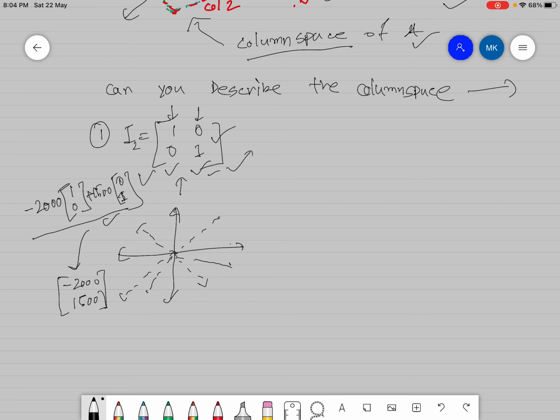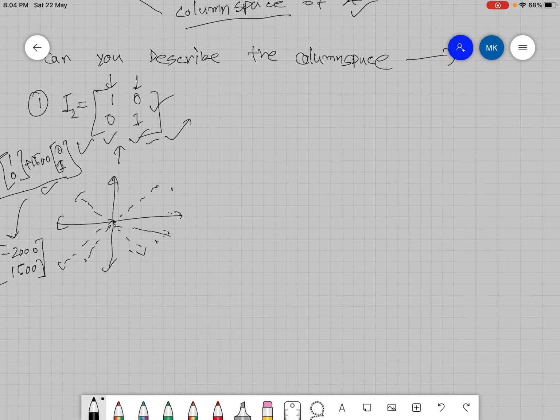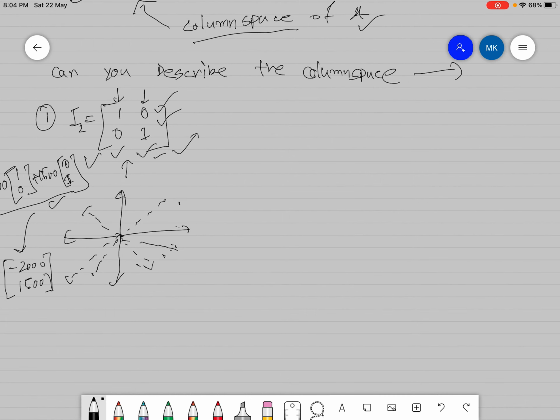All right, so the summary is you can reach any point in R2 by the columns of the identity matrix. So the identity matrix can cover the whole vector space. So the subspace of this matrix I2 is R2, or the column space of this matrix is R2. Now what is the column space of the matrix 1 2 2 4?